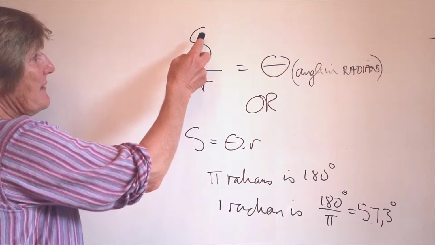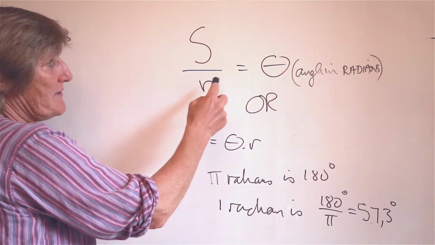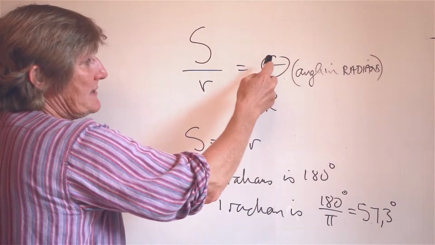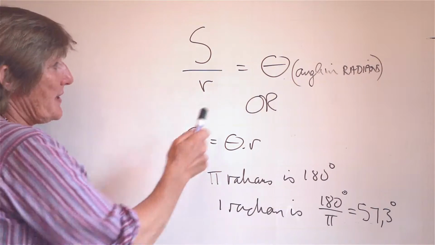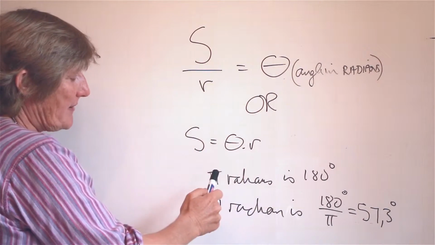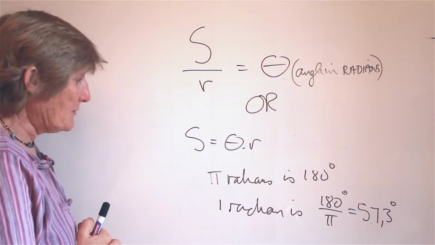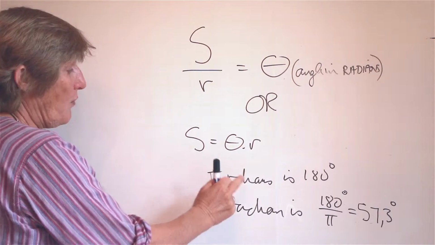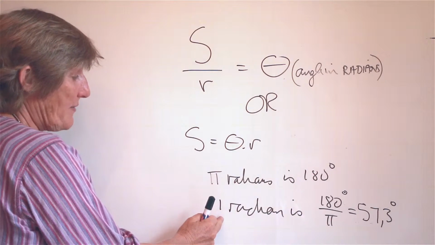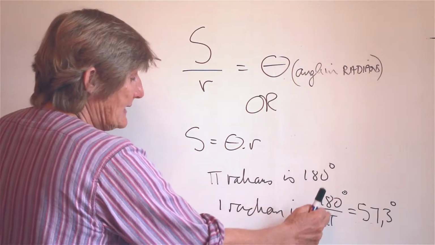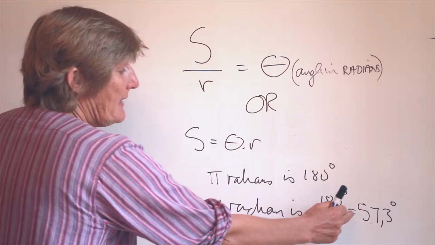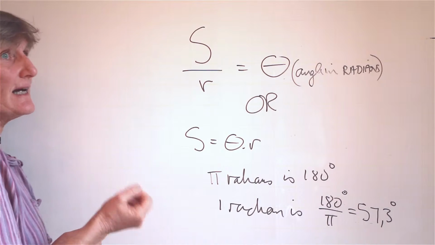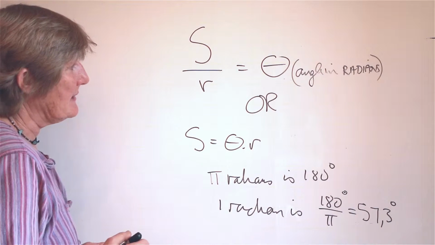We then get the formula that the arc length divided by the radius of the circle is theta, or in this case, the angle in radians is theta, alright? So we can change it to S is theta r. And we have come to the conclusion that pi radians is 180. So 3.14 radians is 180. So what is 1 radian? 1 radian will then be 180 divided by pi, and we get 57.3 degrees. So as we said in the beginning, it's slightly smaller than 60 degrees.